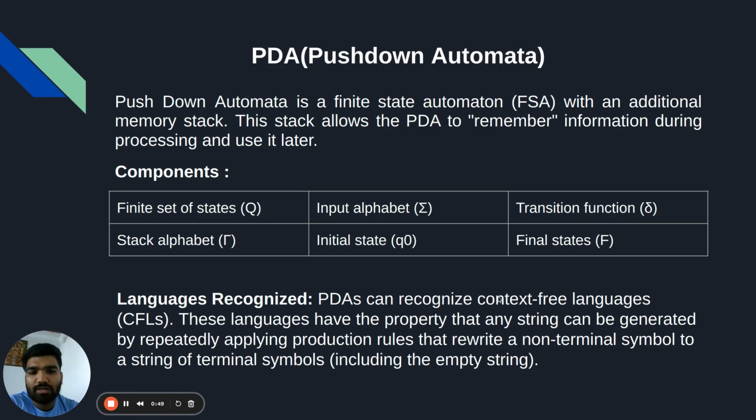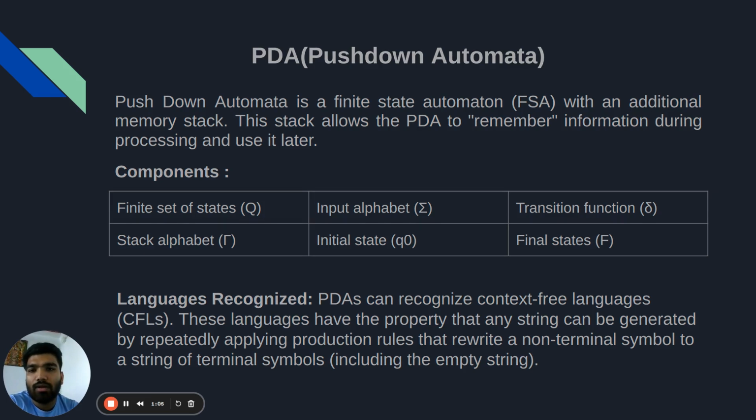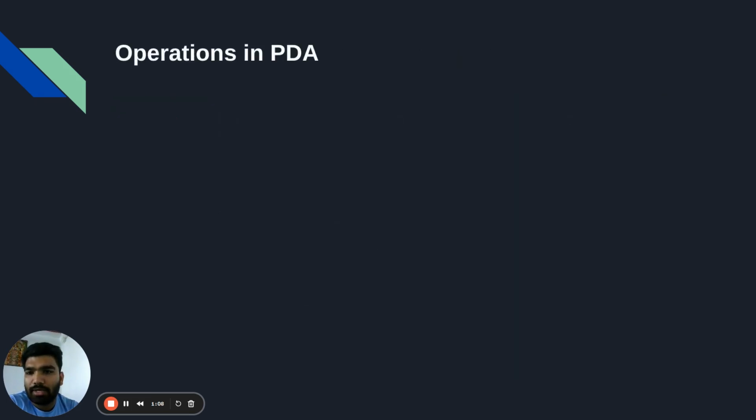Language recognized: PDAs can recognize the context free languages, short form CFLs, and these languages have the property that any string can be generated by repeatedly applying production rules that rewrite a non-terminal symbol to a string of terminals, including the empty string also. Now understand the operation on PDA.